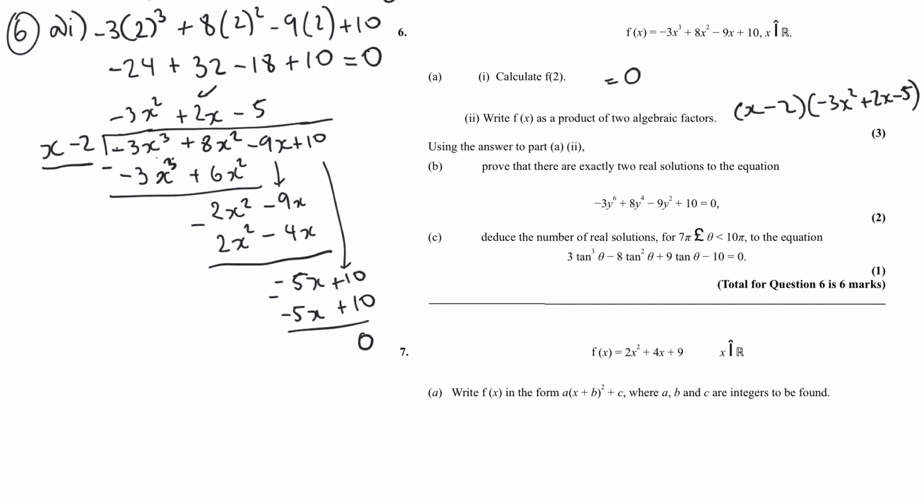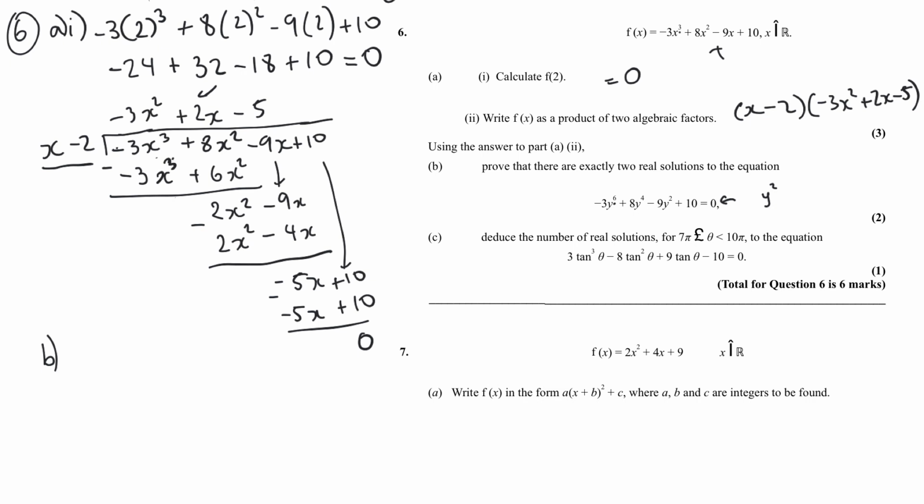Okay, and then for part B, it wants us to prove that our answers to part II prove that there are only two real solutions to this equation below. So the difference between this equation here and the one that they've given up here is that they've replaced x with y, and also look at the powers. The powers are like double, right? Meaning that they've squared it. So they've basically done y squared instead.